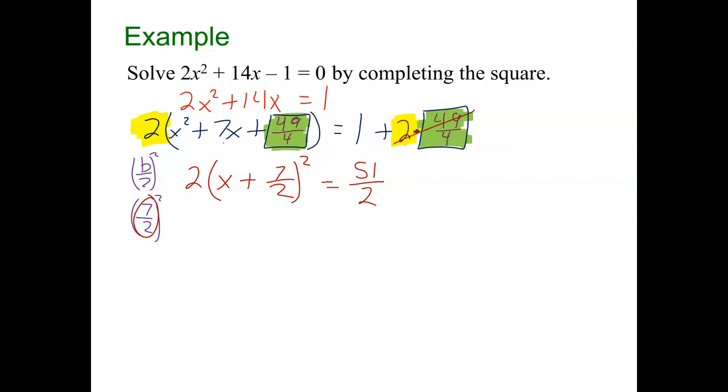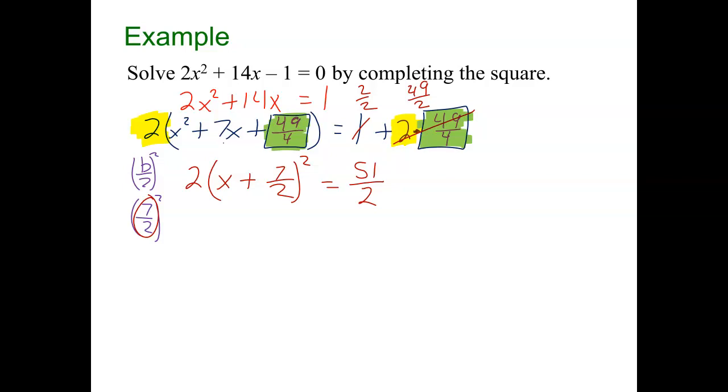So this is 49 over 2, right? That's one whole. I need to add one whole, which is 2 over 2. Gotta have that common denominator. Okay? Or use your calculator. Either one, I don't care. You got it, spent $100 on it. Might as well use it.